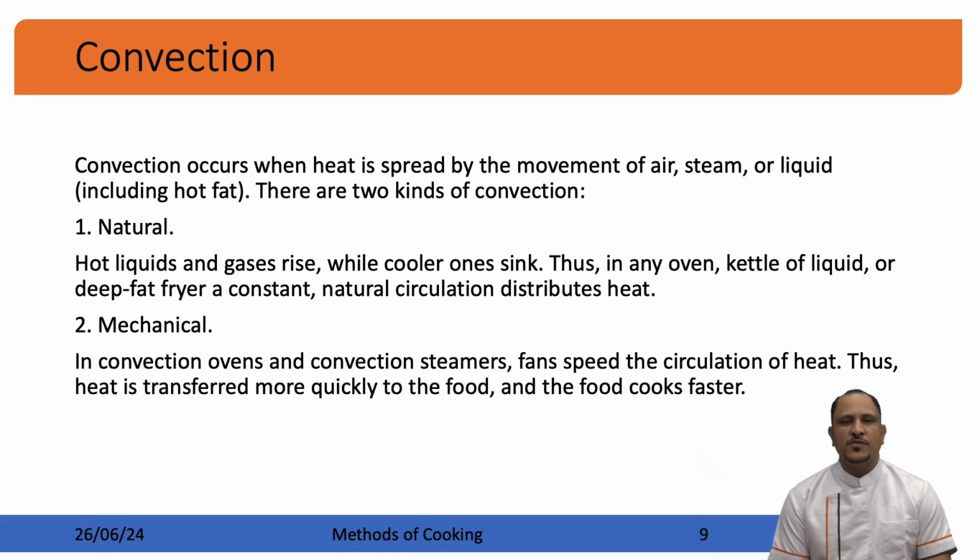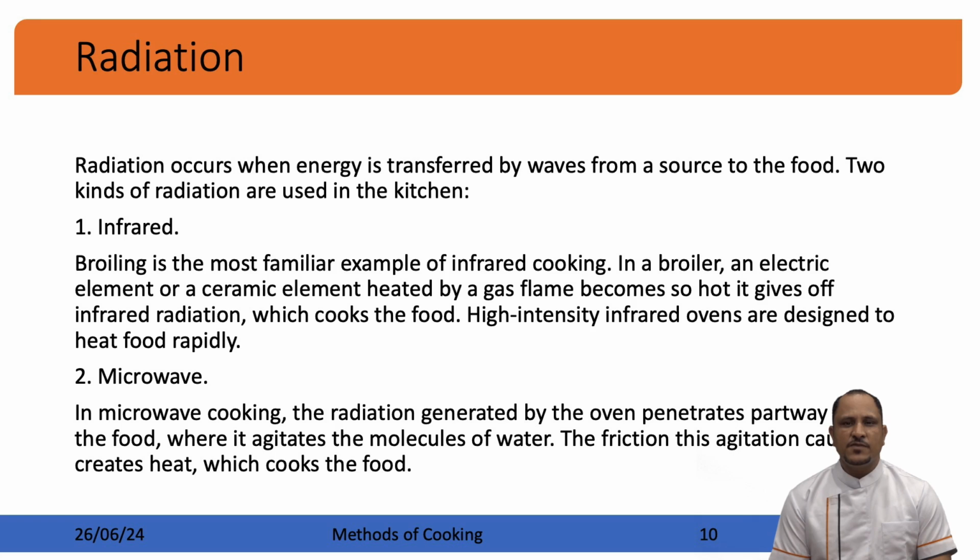Okay. So talking about the next mode of heat transfer, we have radiation. Radiation occurs when heat is transferred by waves. Okay. You can take the example of a microwave oven, when focused waves are used to heat up a matter, in this case food, as in a microwave.